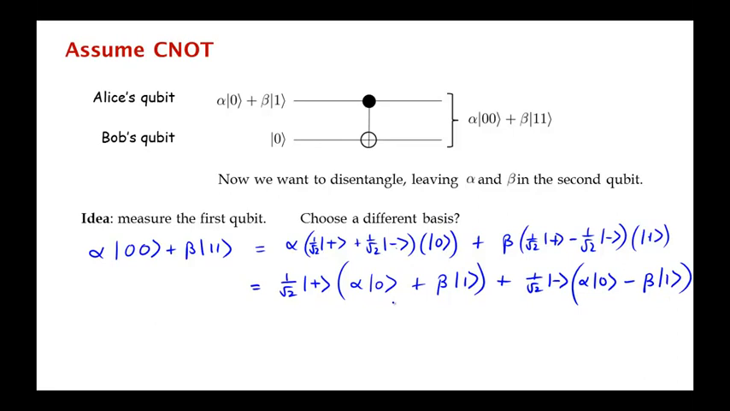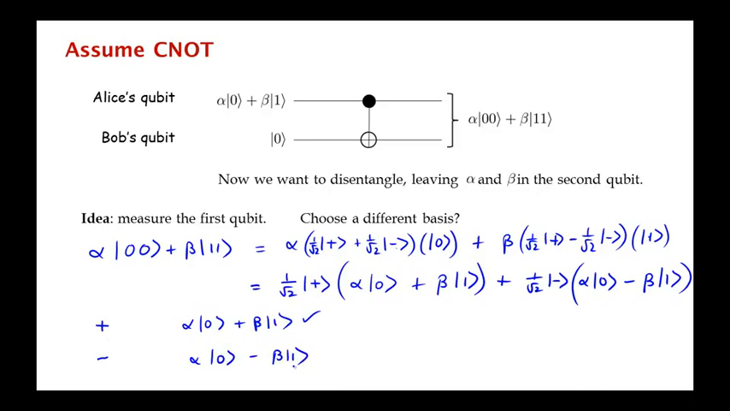So if Alice does a measurement, her outcome is either plus or minus. If her outcome is plus, then her qubit is going to be in the state plus, but also his qubit will be in the state alpha 0 plus beta 1. That's great, because that's exactly the qubit that Alice was trying to send to Bob. And now he's got it, so that's great. But on the other hand, if the outcome is minus, then the state of his qubit is alpha 0 minus beta 1.